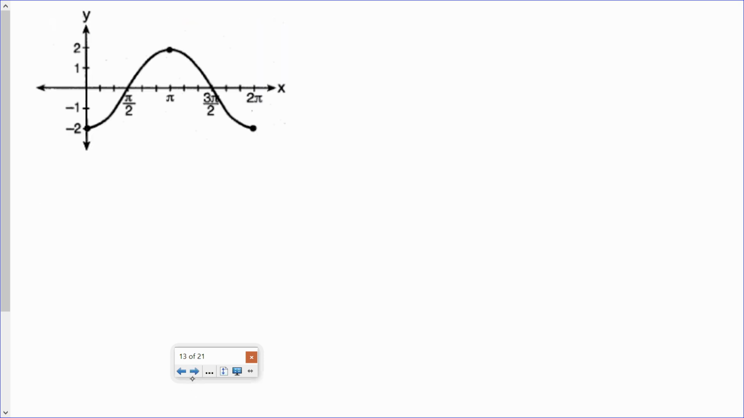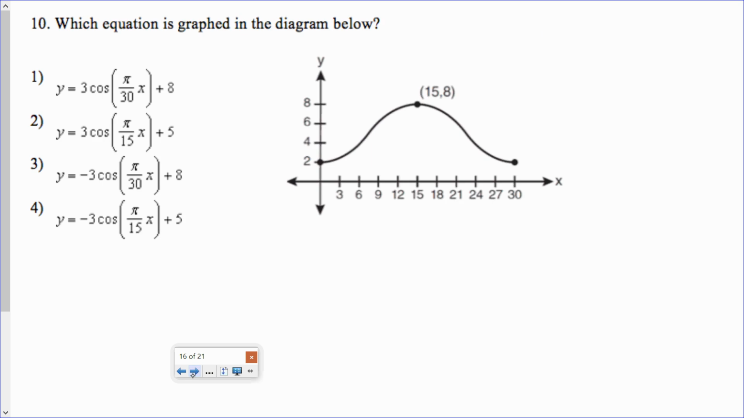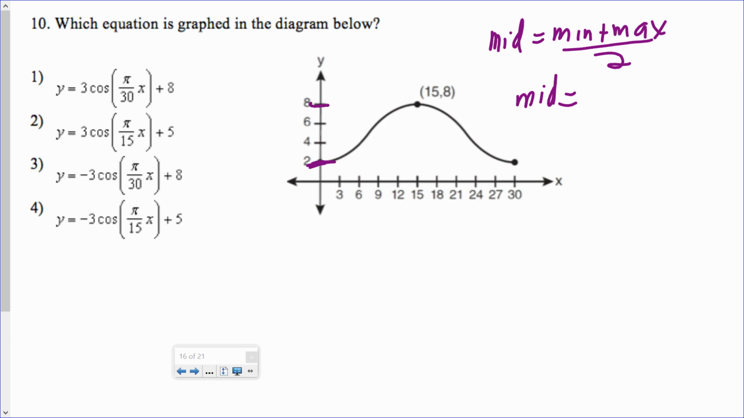Let's skip ahead a little bit. Let's try number 10. And I think it's going to be the last one that we do. So, I need to always start with the midline. The midline is the min plus max over 2. So, the min is 2. The max is 8. 2 plus 8 over 2 is 10 over 2, which is 5. Draw it in. Always draw in your midline.